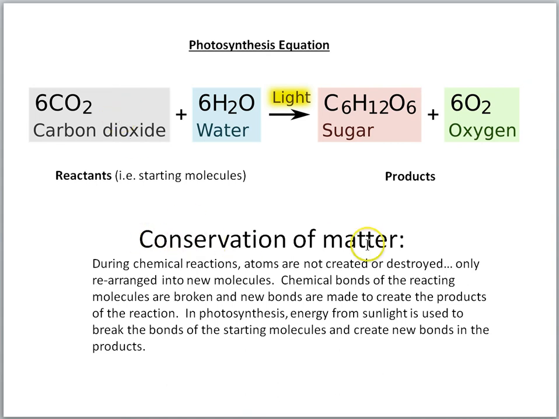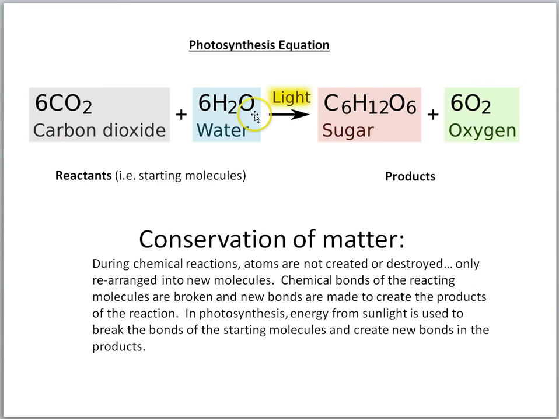So the conservation of matter we can think of as follows. During chemical reactions, atoms are not created or destroyed, only rearranged into new molecules. Chemical bonds of the reacting molecules are broken and new bonds are made to create the products of the reaction. In photosynthesis, energy from sunlight is used to break the bonds of the starting molecules and create new bonds in the products. So the equation can be seen in the following way.